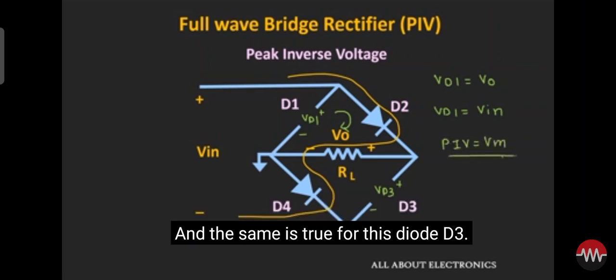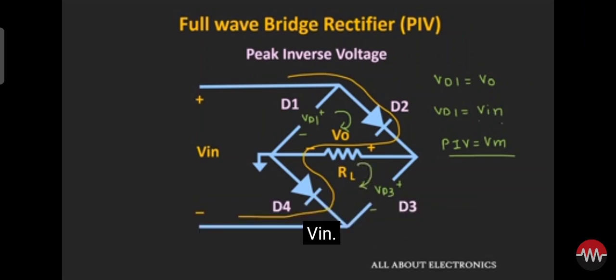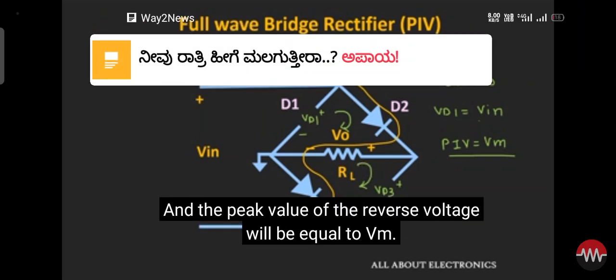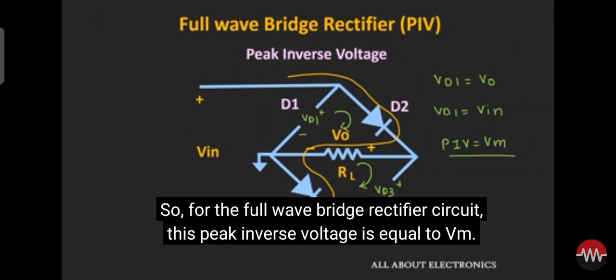And the same is true for this diode D3. So if we apply KVL in this loop, then we can find that this VD3 will be equal to Vin, and the peak value of the reverse voltage will be equal to Vm. So for the full wave bridge rectifier circuit, this peak inverse voltage is equal to Vm.